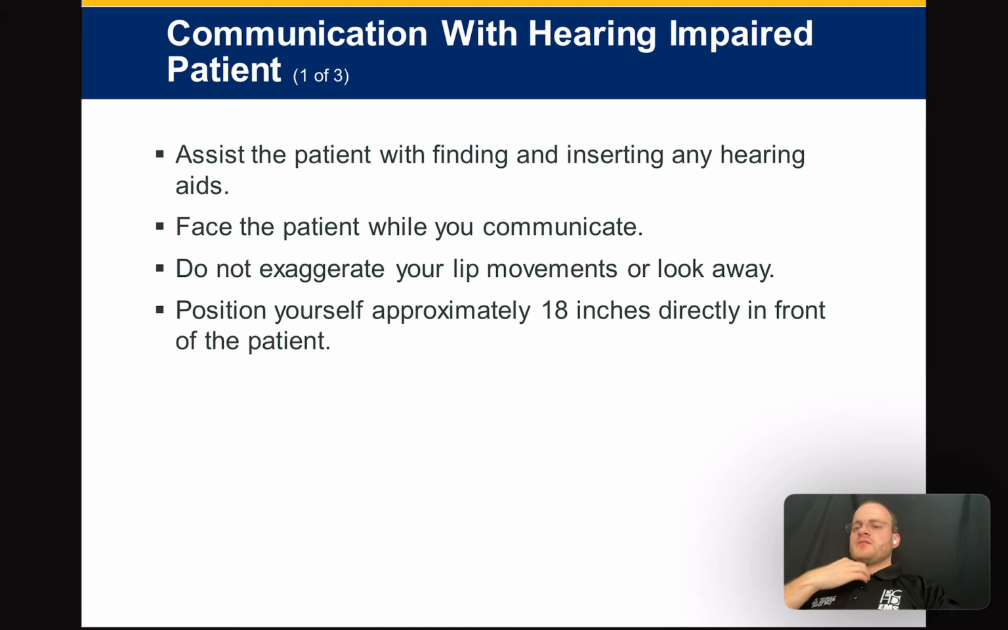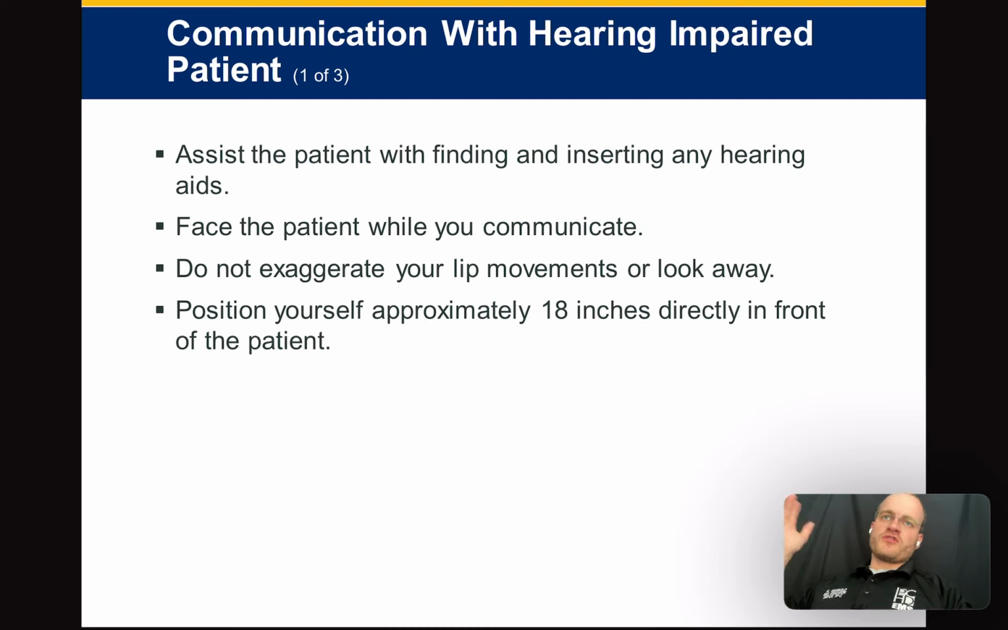And so, how do you communicate with these people? I'm just reading this to you, but assist the patient with finding and inserting any hearing aids. I've had to do that. Also, hearing aids are extremely expensive, so be very careful in the care and custody of these and maintaining them and not losing them or breaking them.